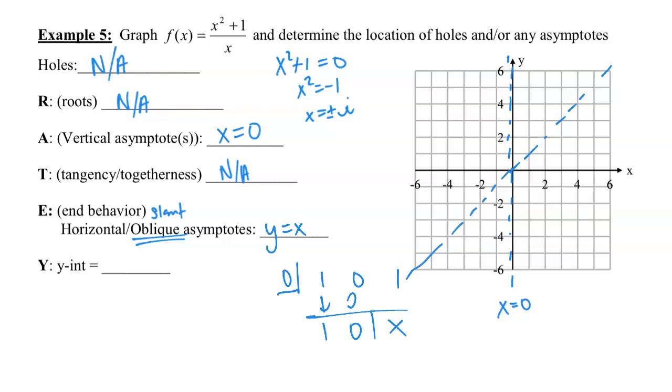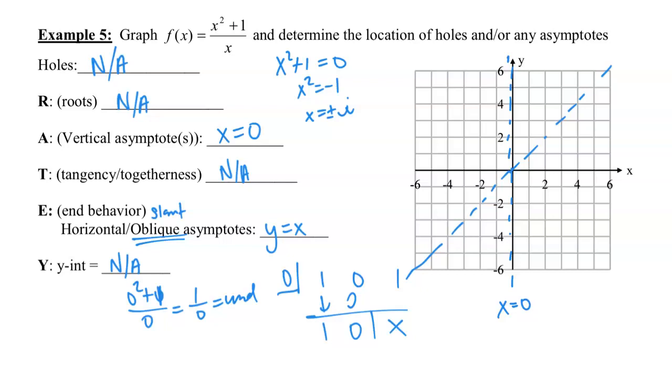And then finally, the y-intercept is when x is equal to 0. Well, that's going to give me 0 squared plus 1 divided by 0, which is 1 divided by 0. And that's undefined. And so what that tells me is that this graph is not going to cross the y-axis. And we knew that already because the y-axis was a vertical asymptote, and a graph can never cross one of its vertical asymptotes.